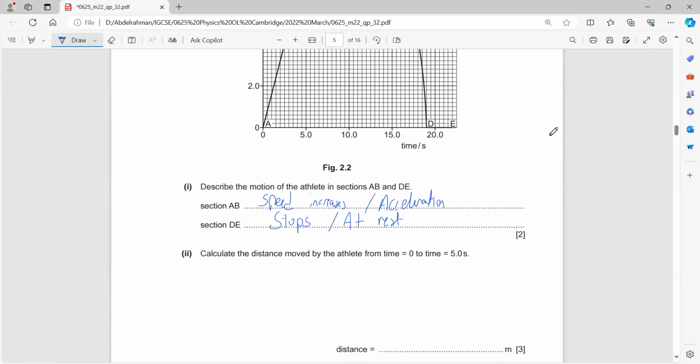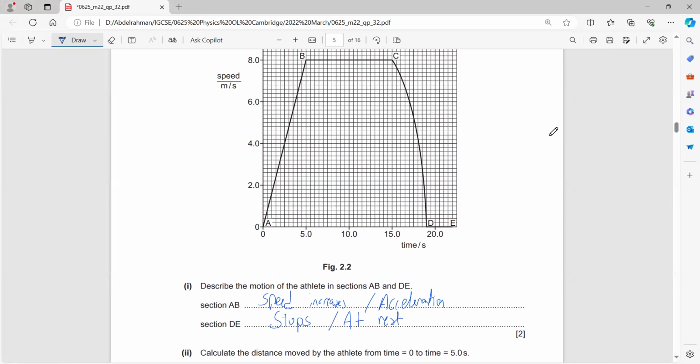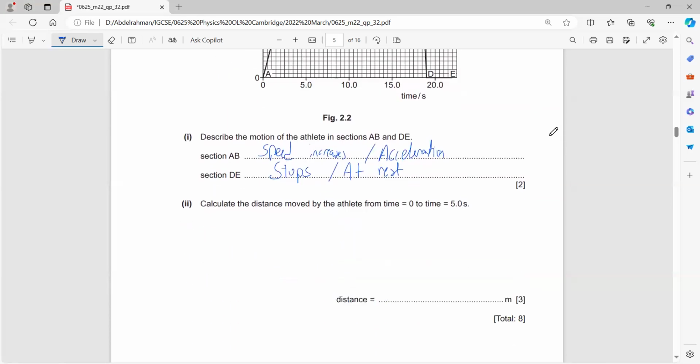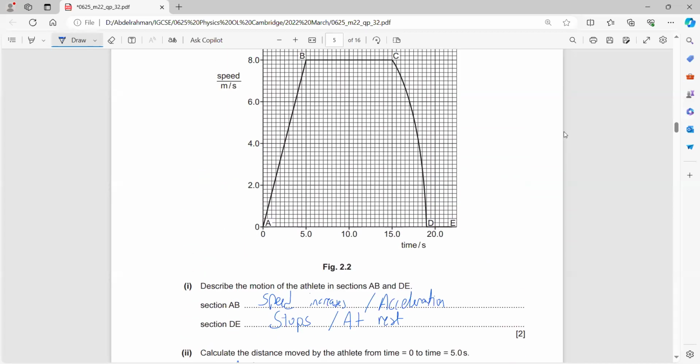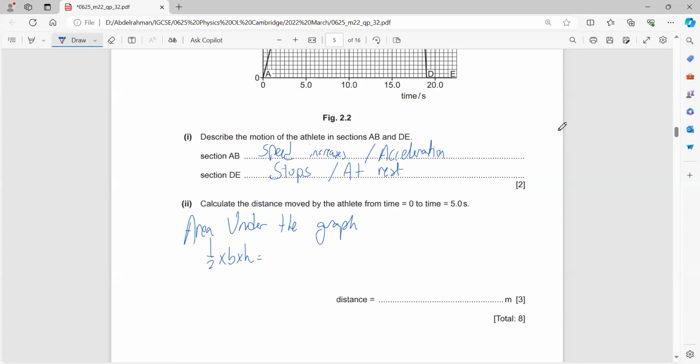Calculate the distance moved by the athlete from time 0 to time 5 seconds. This is the area under the graph, which is a triangle, half times base times height. Base is 5 and the height is 8. Half times 5 times 8 gives 20 meters.